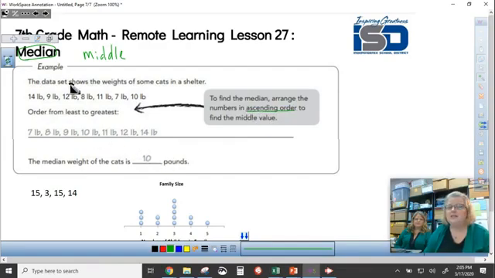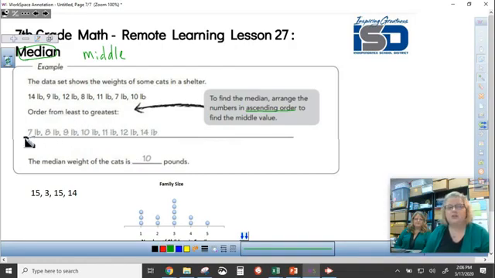So it says the data set shows the weights of some cats in a shelter, and the LB right here stands for pounds. So it's 14 pounds, 9 pounds, 12 pounds, 18 pounds, 11 pounds, 7 pounds, and 10 pounds. And so they've put them in order from least to greatest. And then we're supposed to find the value that is exactly in the middle.